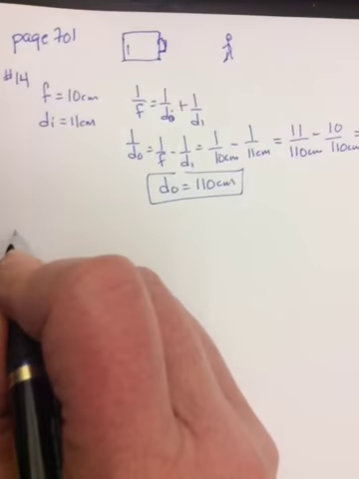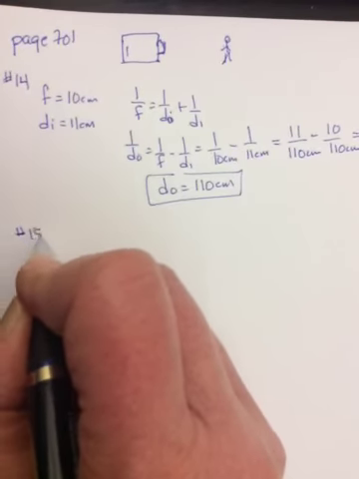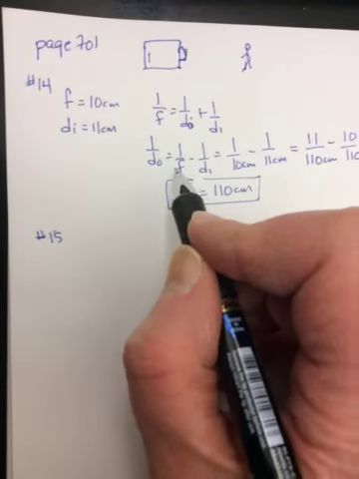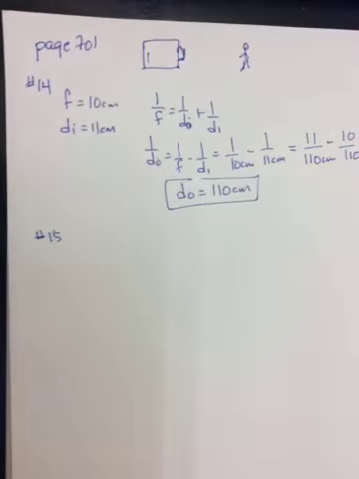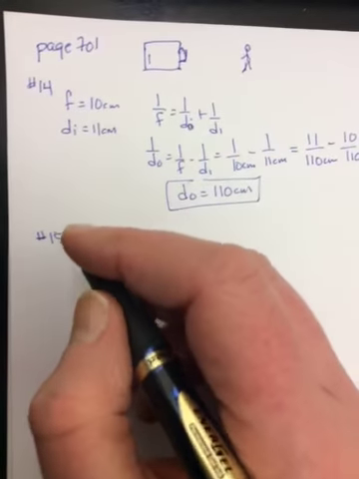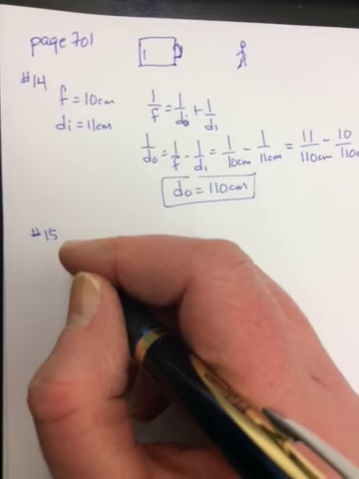Okay? Number 15. Oh, and notice that the image is going to be just beyond F. So it's going to end up being inverted, right? And it'll be smaller. So it'll be between 2F and F.